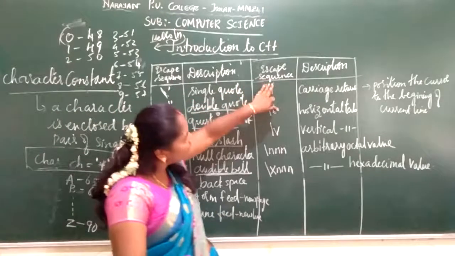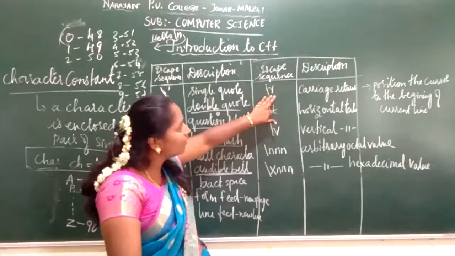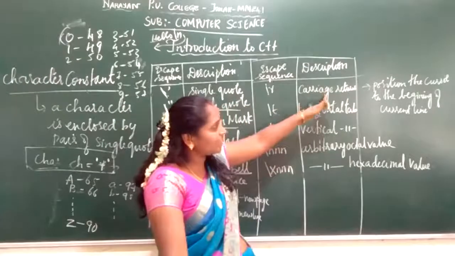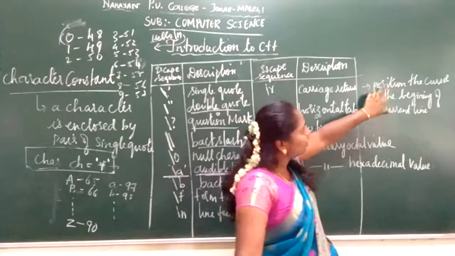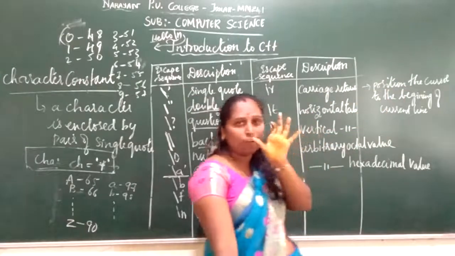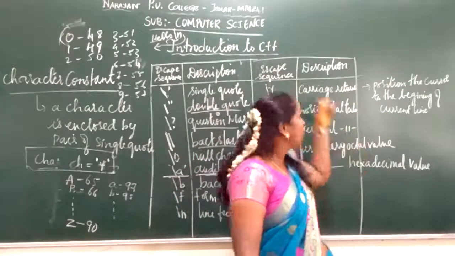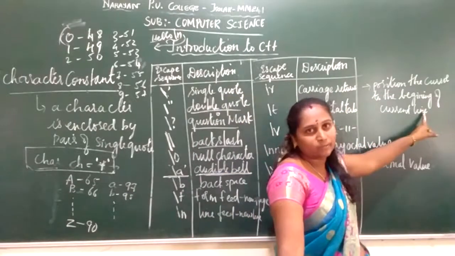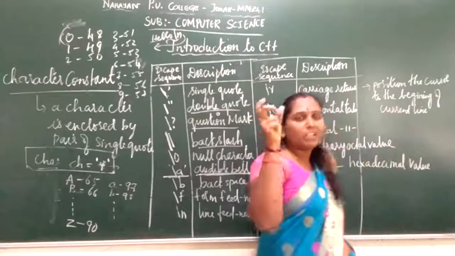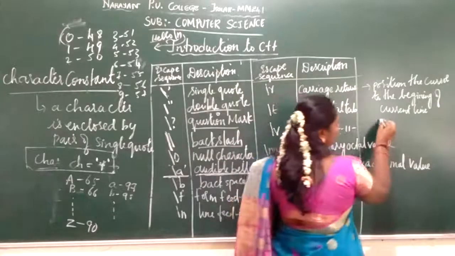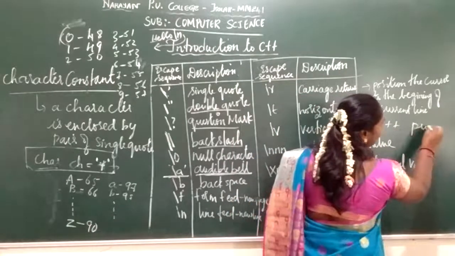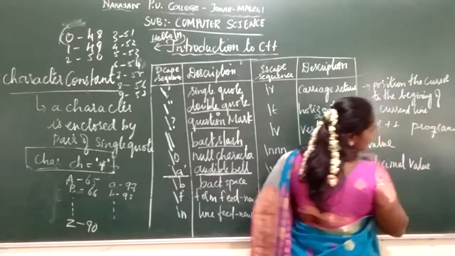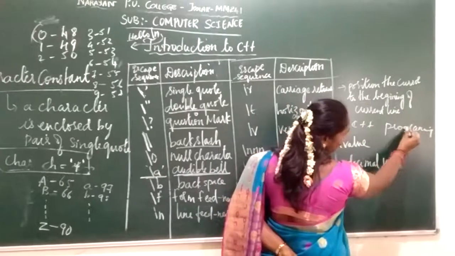Next, another escape sequence is backslash r, that is nothing but carriage return. What is this carriage return? You are currently at a particular position in a particular line. If you use backslash r, the cursor is moved to the beginning of the current line. Suppose I am in C++ programming, for example, and my cursor is at the position of the character G.